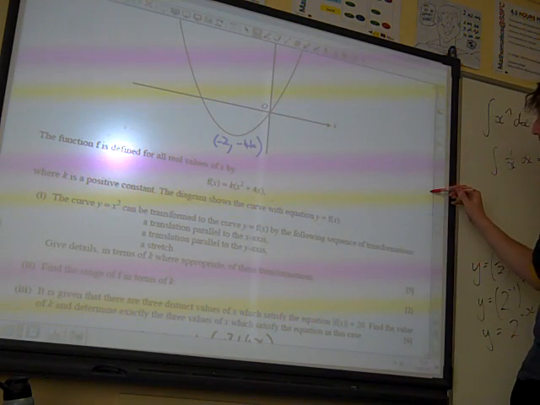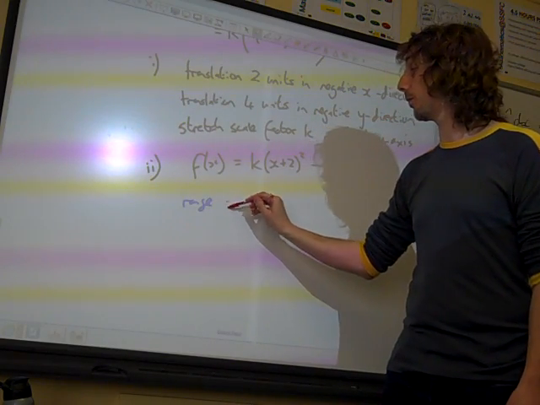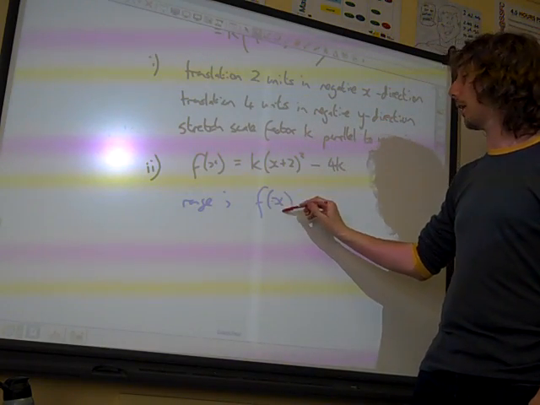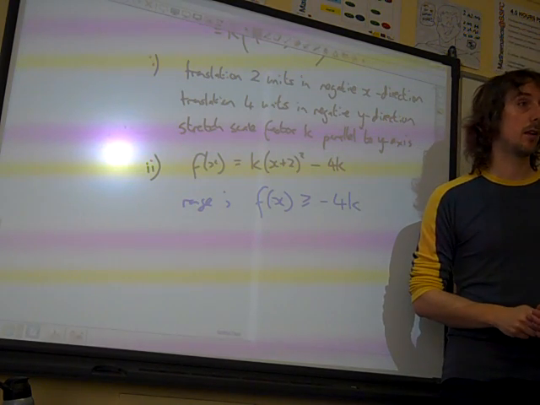So the answer to the question, what is the range of the function? f(x) is greater than or equal to minus 4k. That's it.